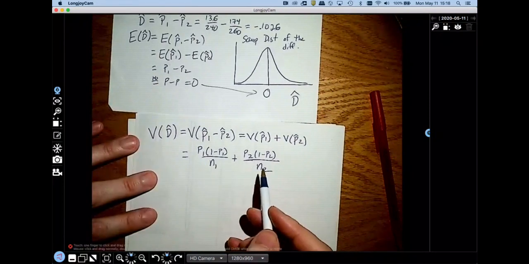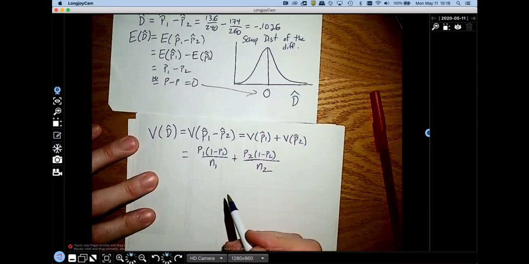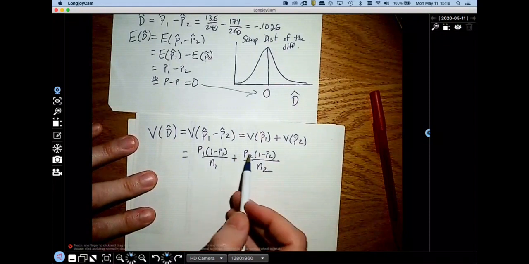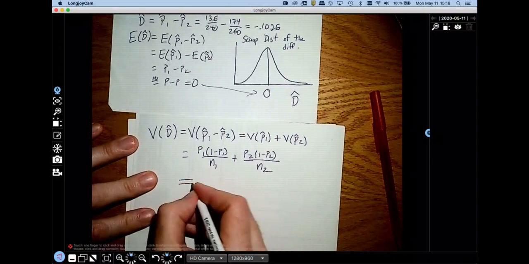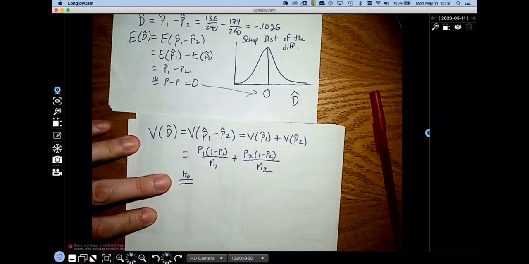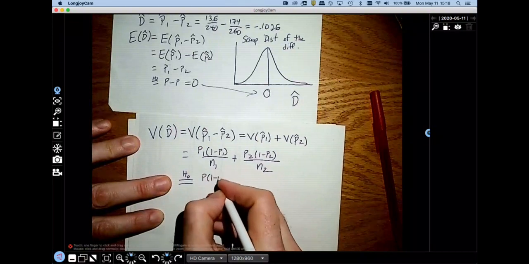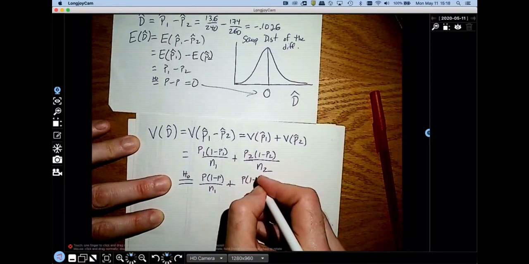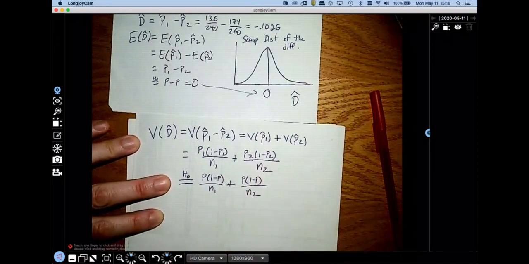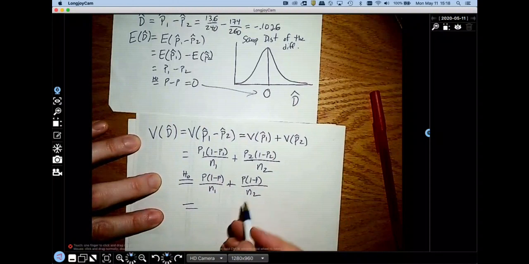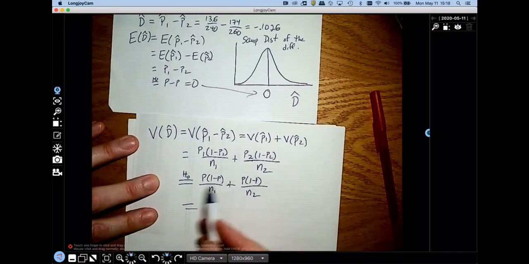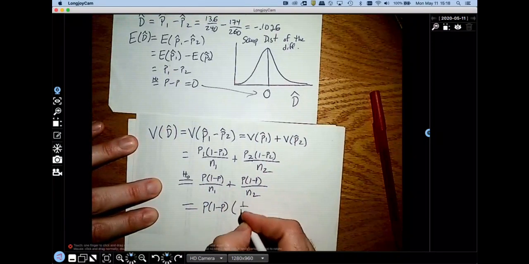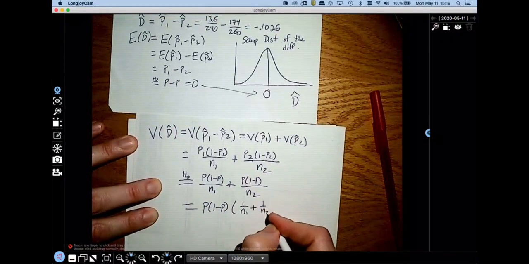So none of what I've done so far uses the null hypothesis. Under the null, we've assumed that these p's are the same. So I'm just going to write this is equal to, under the null hypothesis, p times 1 minus p all over n1 plus p times 1 minus p all over n2. And I can simplify by factoring out p times 1 minus p. And this is going to be 1 over n1 plus 1 over n2.